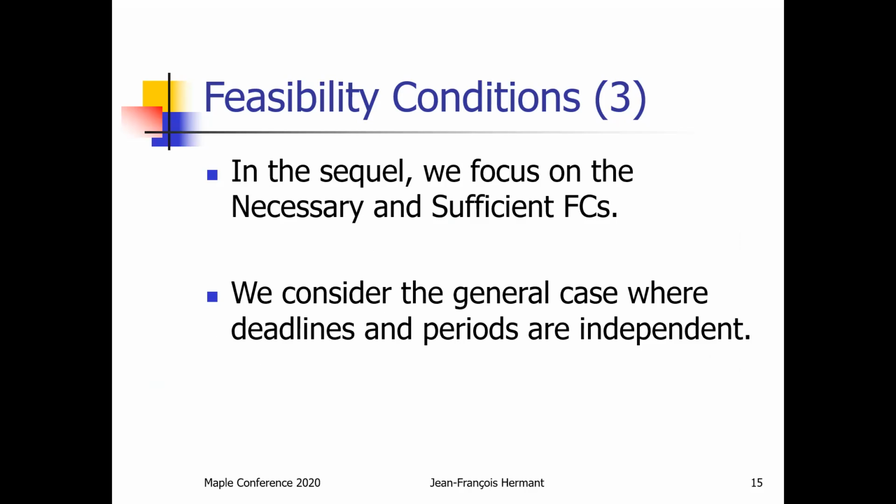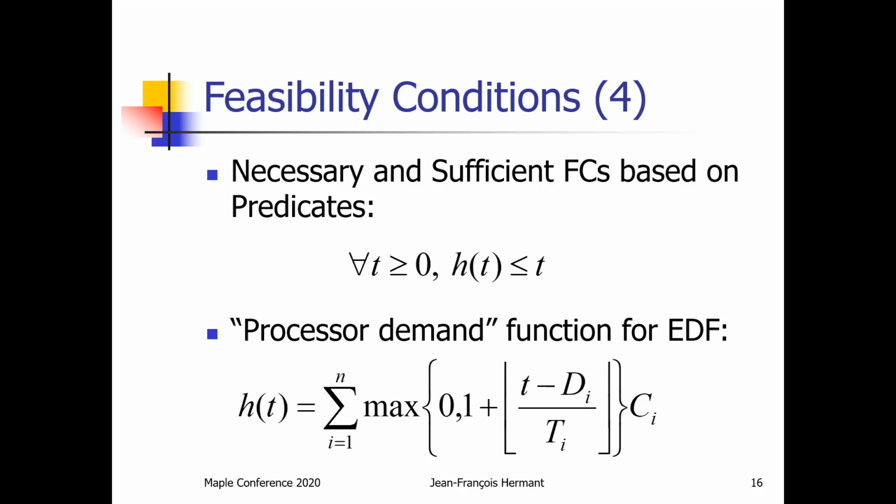In the sequel, we focus on the necessary and sufficient feasibility condition. We consider the general case where deadlines and periods are independent. Feasibility conditions can be based on predicates. This is true for EDF. Here is the necessary and sufficient feasibility condition for EDF based on the processor demand function h of t. This function captures the dynamic behavior of EDF.